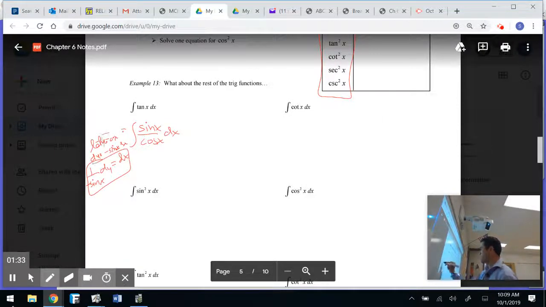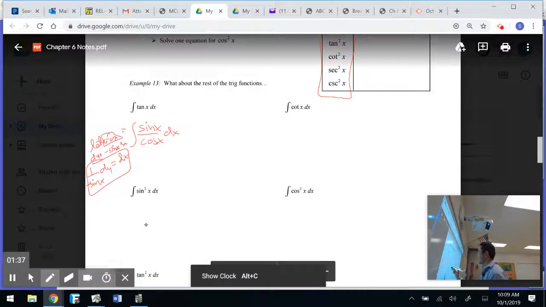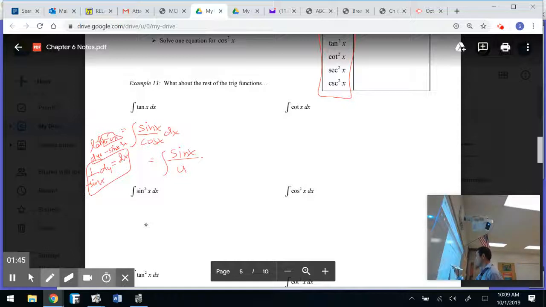So remember, we sub. Now, why did I make u cosine x? Try making u sine x and see how it causes a lot of trouble. So I'm going to keep the sine x. I'm going to put a u where I put it, which was down there. And then we're going to go times 1 over negative sine x. Oh, sweet. That's why it worked out. I'm going to bring the negative on the outside, and then I get 1 over u du.